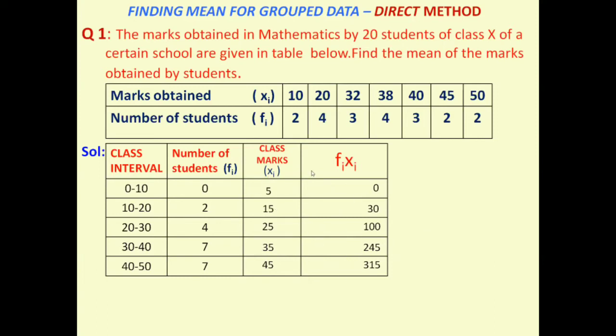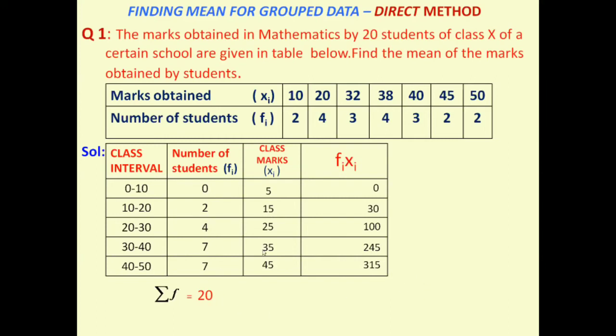Here we completed the last 2 columns. Here we took class marks, and in this we multiplied f and xi. So for grouped data, we have to write 2 more columns additionally. Now we are going to find the total of frequency, that is sigma f. Sigma f is equal to the 20 given in the question. If you total here, you will also get 20: 7 plus 7 is 14, 14 plus 4 is 18, 18 plus 2 is 20.